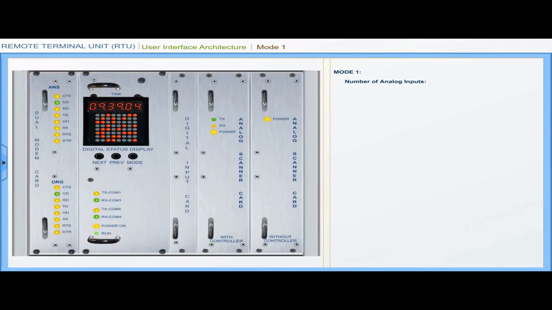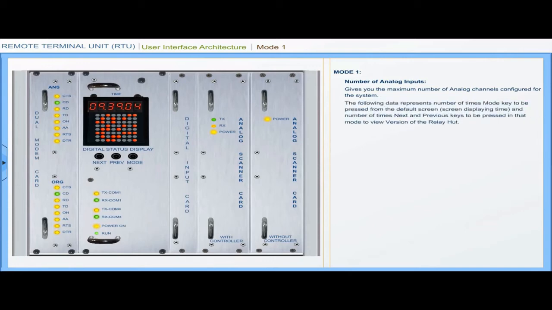Number of analog inputs gives you the maximum number of analog channels configured for the system. The following data represents number of times mode key to be pressed from the default screen, that is screen displaying time, and number of times next and previous keys to be pressed in that mode to view version of the relay RTU.